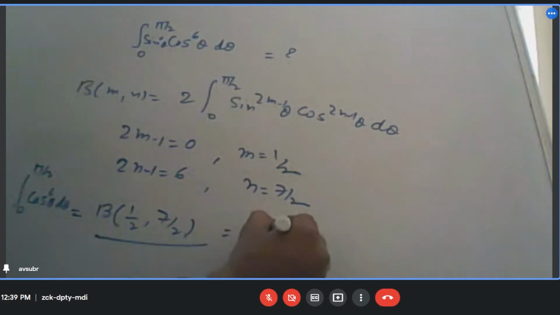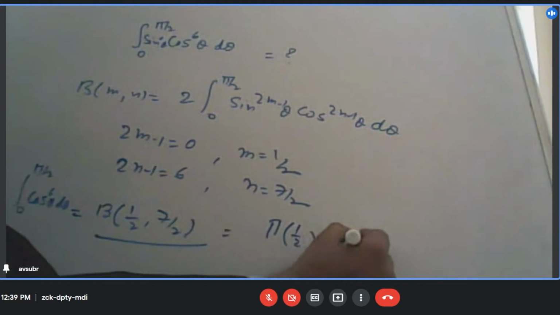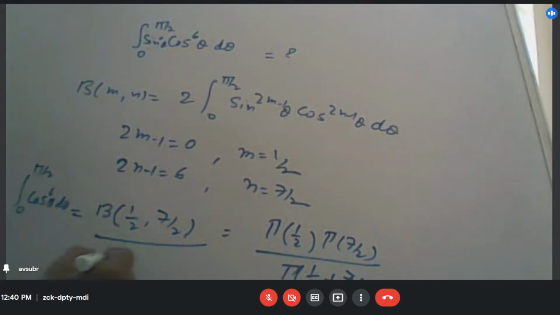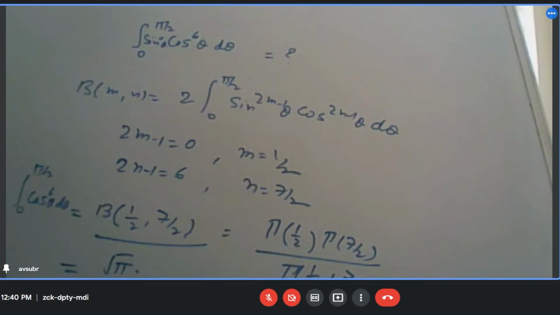और ये क्या है? इसको मैं लिख सकता हूं गामा फंक्शन, तो गामा m इंटू गामा n बाई गामा m प्लस n. कैन आई राइट डाउन? तो दिस विल बी रूट पाई, क्योंकि गामा 1/2 इज रूट पाई। गामा 7/2 क्या होगा? 5/2 इंटू 3/2 इंटू 1/2 इंटू रूट पाई। इज इट ओके? बाई फैक्टोरियल 4.